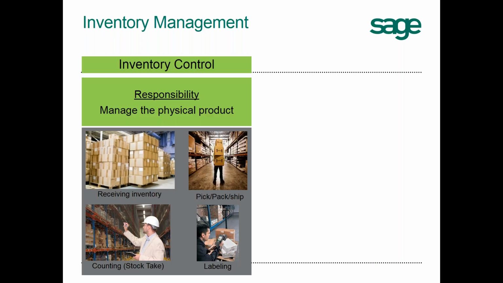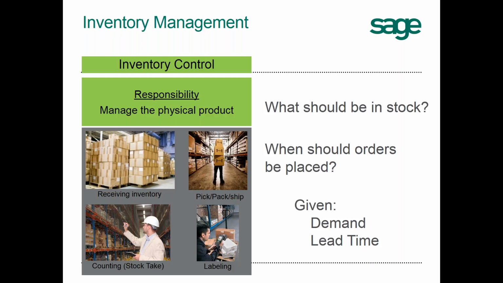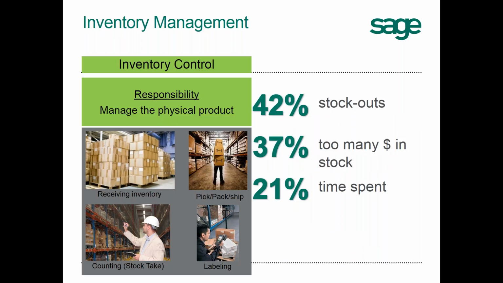But that module doesn't necessarily answer the question, is that what should be in stock? When should you place orders given the demand for the items and lead time from your suppliers? Most of our customers have to make those decisions outside of Sage ERP, usually in some kind of manual tool, a manual report, maybe a spreadsheet, but that approach can often result in inventory challenges.